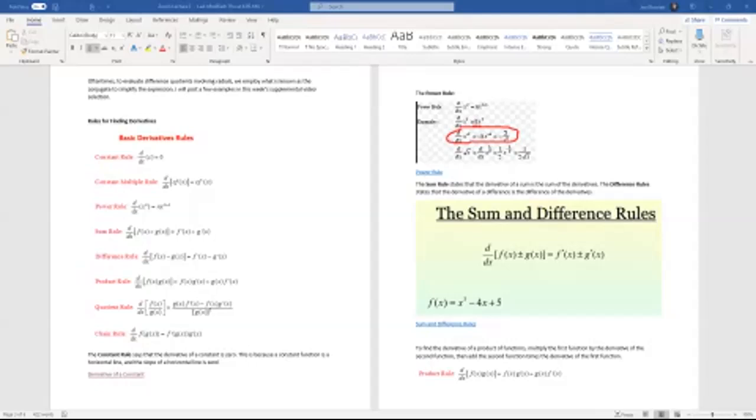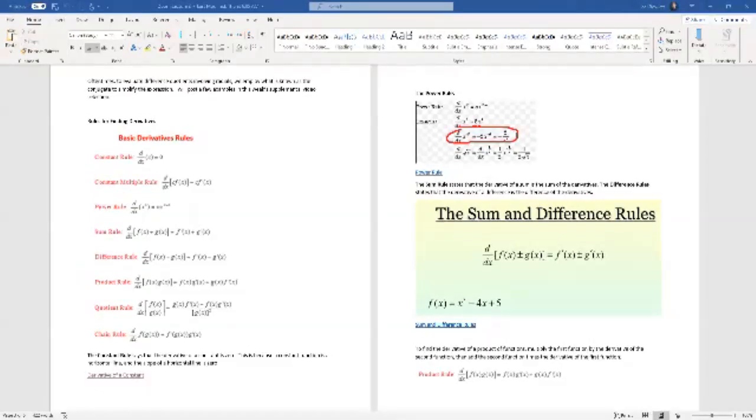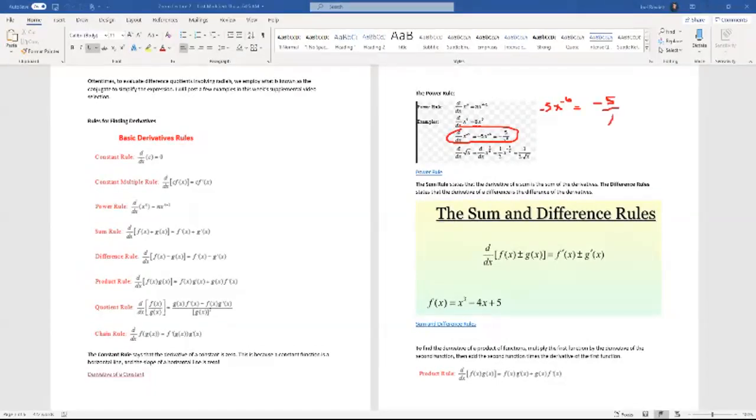And then they just simplified. So let's take a look at that. We have negative 5 times x to the power of negative 6, and to simplify that, we keep the negative 5 in the numerator, but we take the x to the power of negative 6 to the denominator and make that x to the power of positive 6.